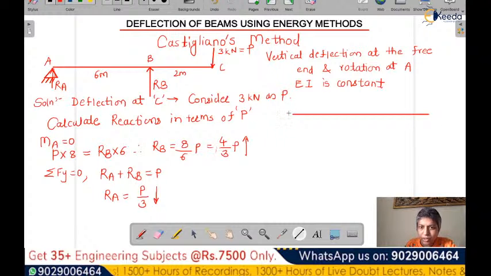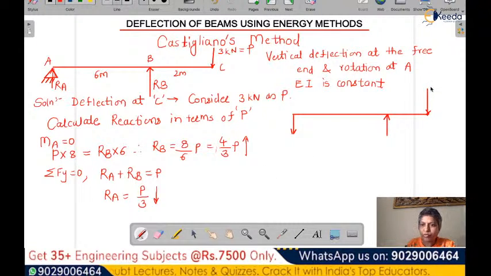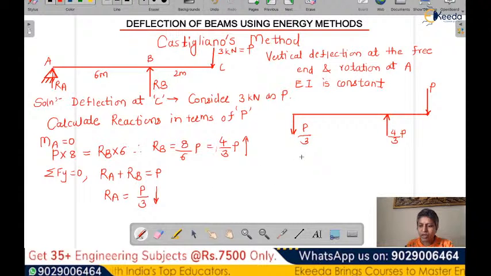So if this is a beam, this P by 3 is going down actually, and this is going up, and the total load acting is P. So this is the way we place the load. This is P, this is 4 by 3 P, this is P by 3. Okay, so bending moment here.